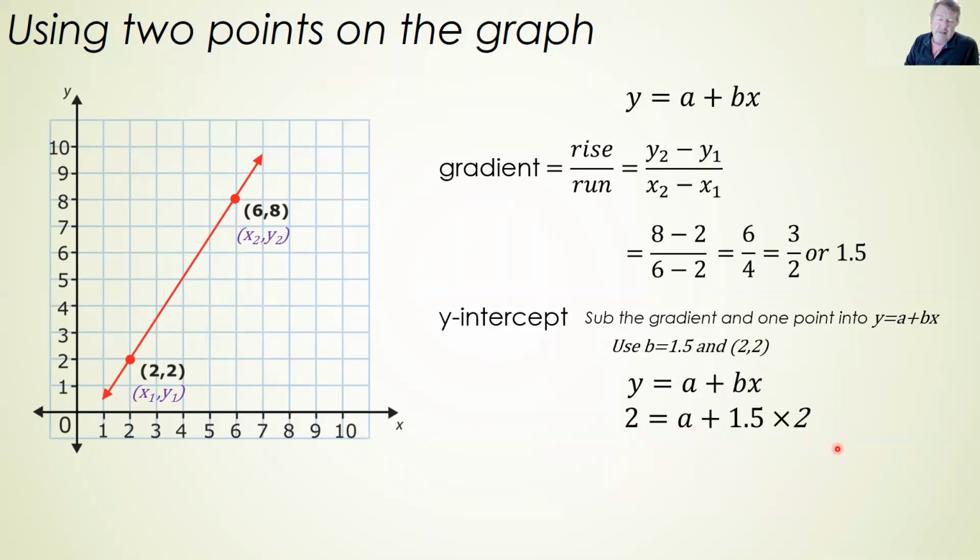Simplify that. Take the shortcut. Yes, you should rearrange it. Make that 3. 2 minus 3 is -1, goes on the other side. So we end up with a equals -1. Now, we've got our b value. We've got our a value. So we have y equals -1 plus 1.5x. Great. Bringing back memories.